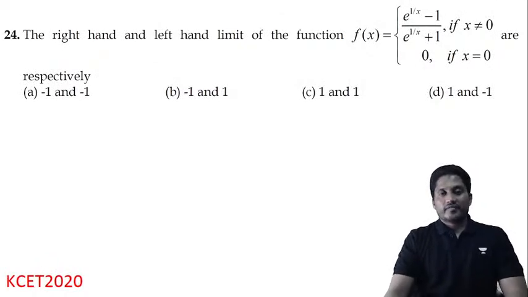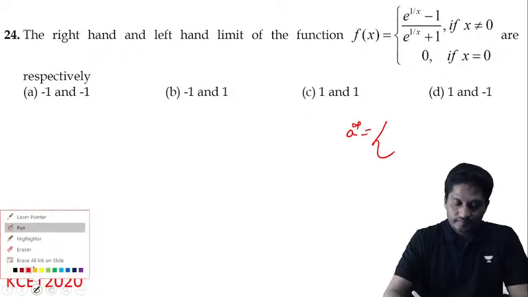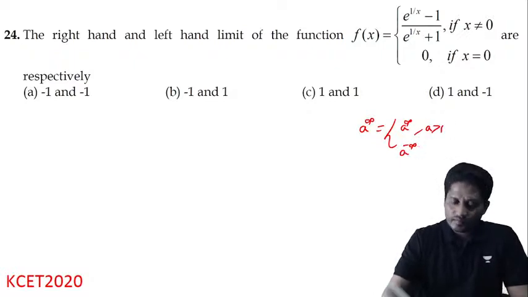What are the right hand and left hand limits of this function? Now, a power infinity is infinity if a is more than 1. A power minus infinity is 0 if a is more than 1. A power infinity is 0 if a is less than 1, and this is not defined if a is equal to 1.